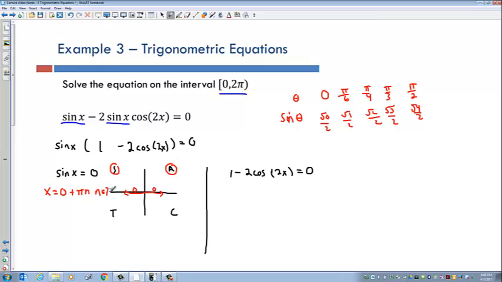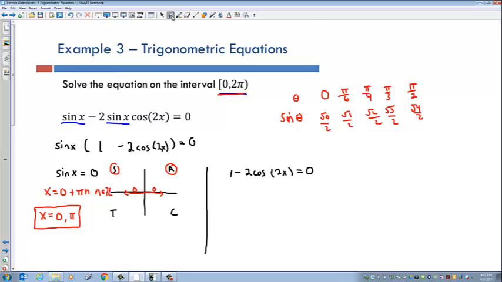Now you don't want all of these answers because you only care about the answers between 0 and 2 pi, so what we do is we just count them off. When n is 0, you get back 0. When n is 1, you have 0 plus pi, so you get pi. If n is 2, you get 2 pi, which is too big, and so you can stop, because if you do 3 or 4, it's too big also. But n could be negative. If n is negative, this is negative pi. Oh, but negative pi is too small. You stop at 0. So you only get 2 answers from this part of the solution.